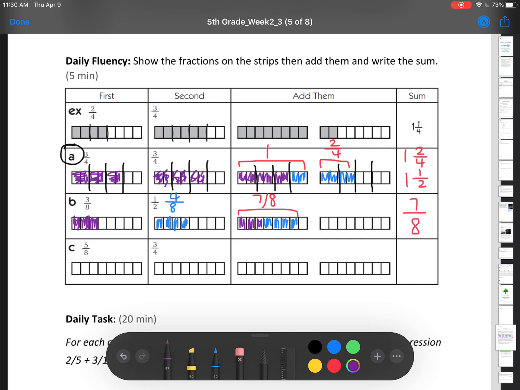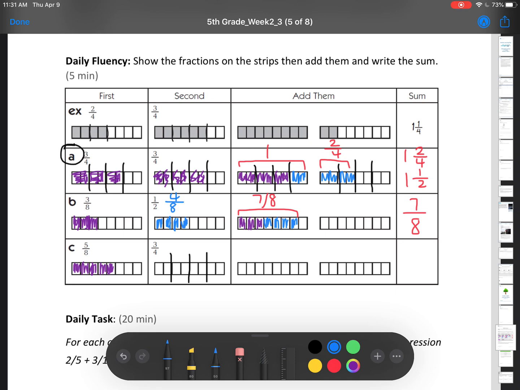Okay. Going down to C, I have 5/8. So again, I don't need to split up these pieces. All right, so I'm going to color in 5 pieces, 1, 2, 3, 4, 5. All right, that shows 5/8. Then I'm going to color in 3/4. So again, we can divide this into fourths to make it easier.